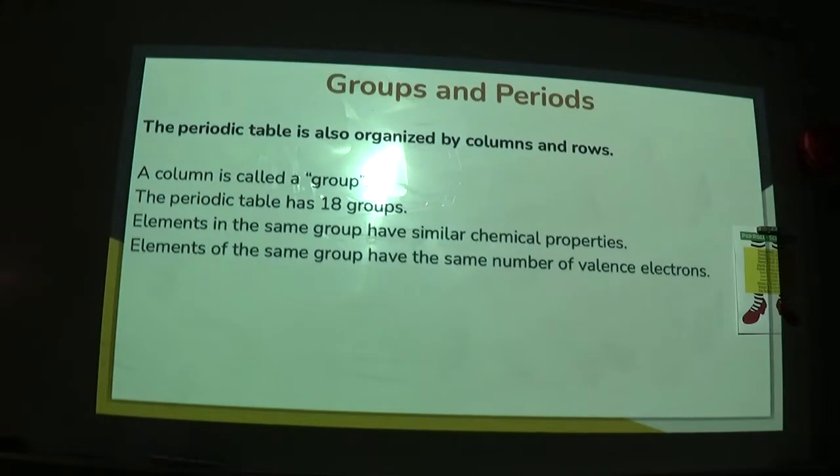Okay, so I have 18 groups, but I also have rows, right? Horizontal rows. Those are called periods.